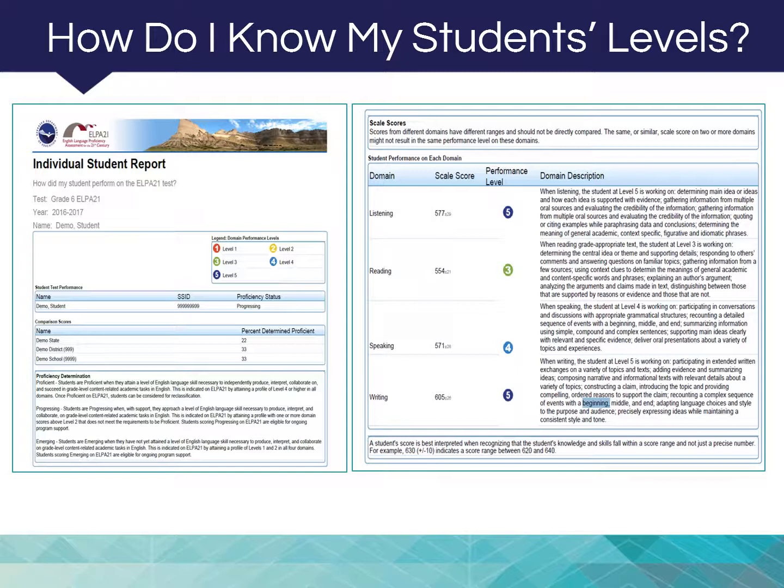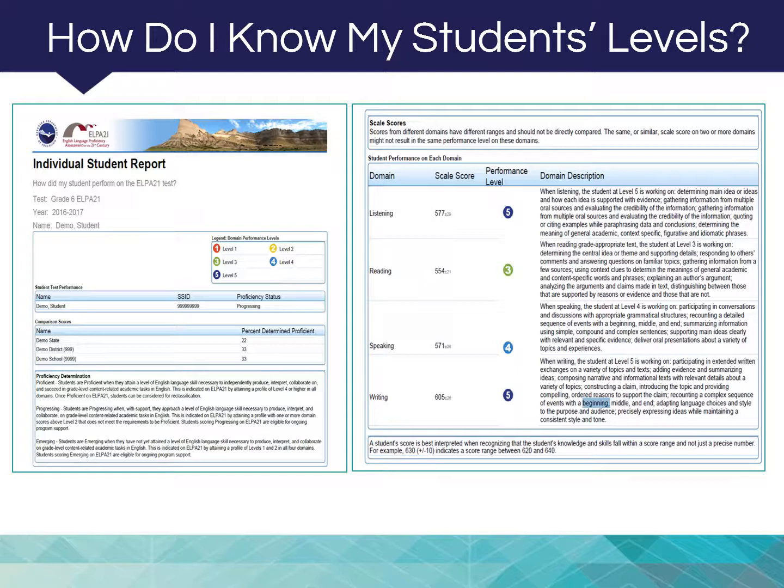Another option of determining the levels of your students is by asking for their ELPA 21 results from the ELL program administrator in your district or building. The ELPA 21 is the annual summative assessment that English learners take each spring. By looking at the scores in reading, writing, speaking, and listening, you should be able to determine a student's level.